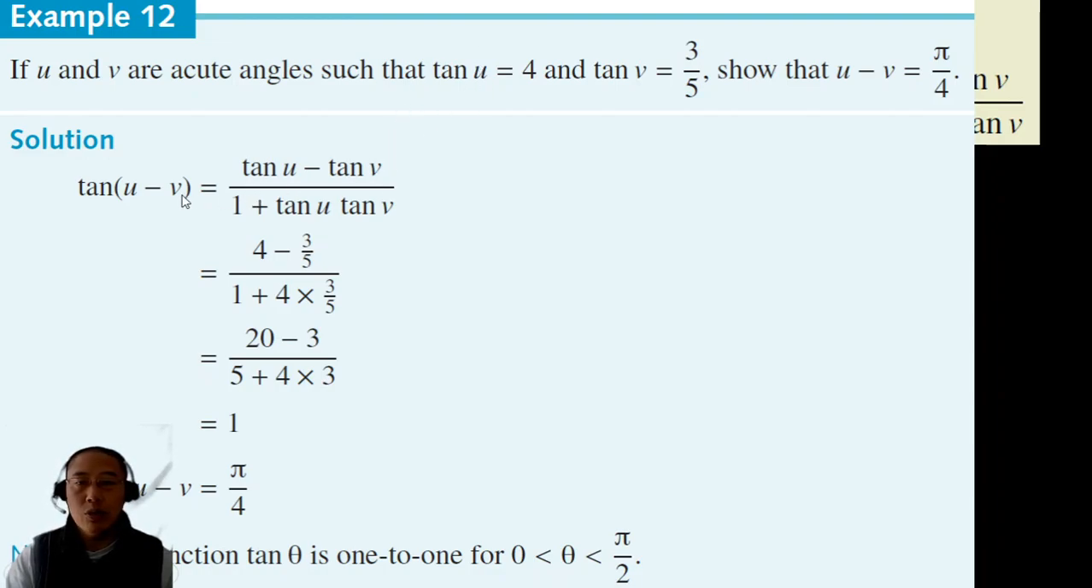So what you do is you do tangent of u minus v. You use the expression that'll give you your answer after simplification, which is equal to 1. And the angle whose tangent is equal to 1 is pi over 4, as the function tangent is one-to-one in the first quadrant. Okay.